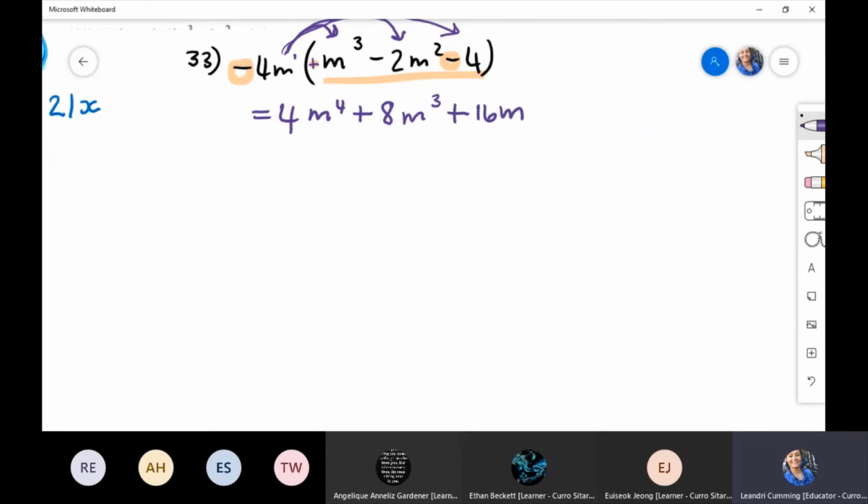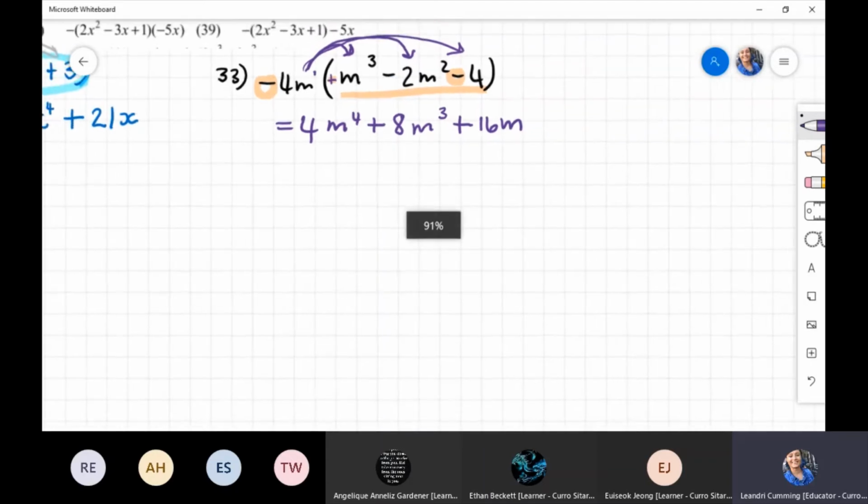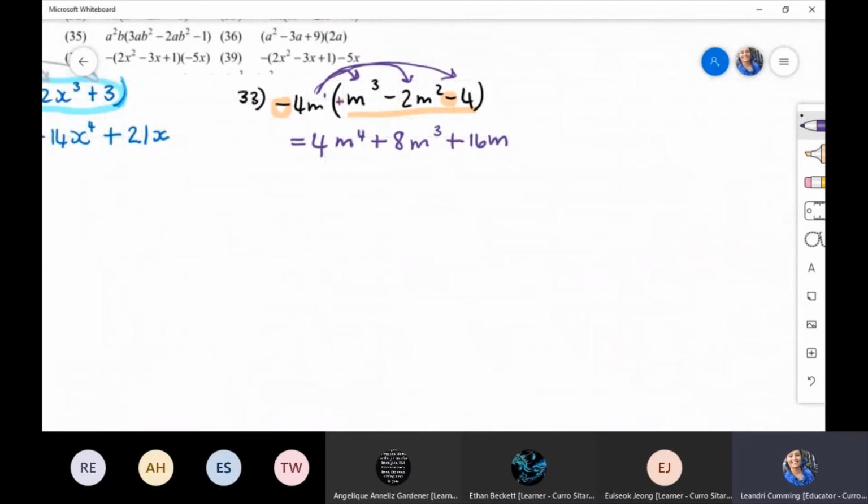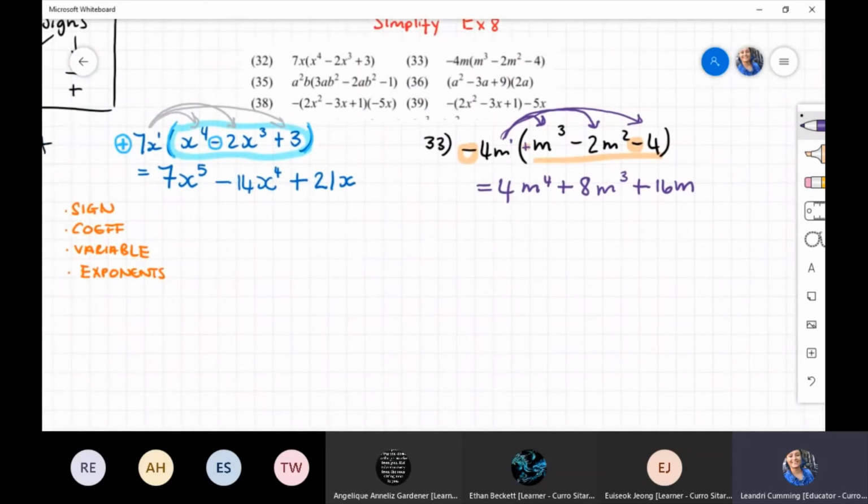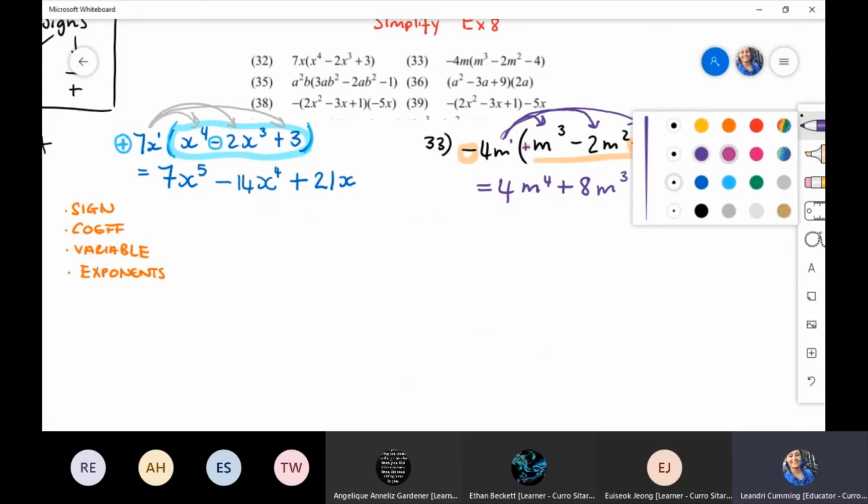It's still part of the product. Final answer, unlike terms, and it's also in descending powers of m if you haven't noticed. So we always like to leave our final answers in descending powers of the variable at hand. Right, let's try number 35.